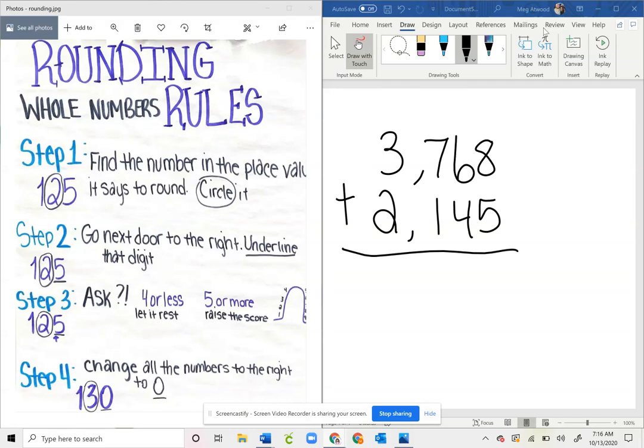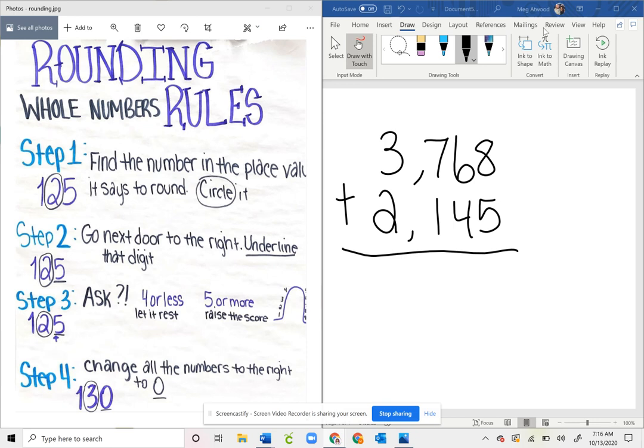Hi everybody, happy Tuesday. Okay, so today what we're going to be working on is rounding and finding an estimate in order to add and find sums and differences quickly. So remember, sums are answers to addition problems and differences are answers to our subtraction problems. So if I look over at my screen right now, I see that I have an addition problem. So I'm looking for a sum, okay?